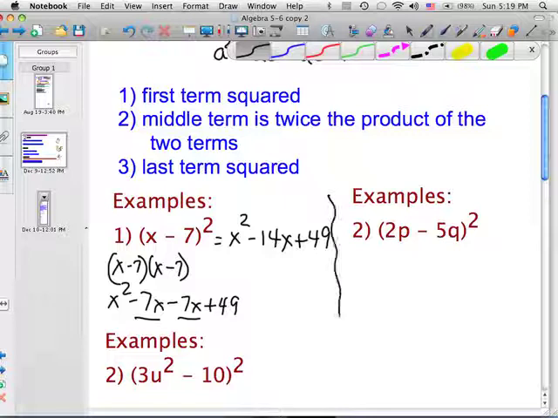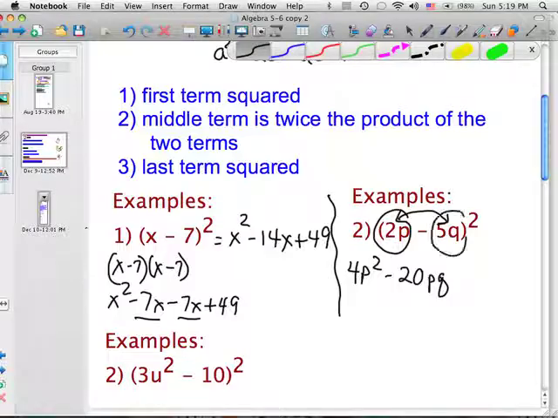So you're to learn how to do this. Recognize that you will get a trinomial. And the first term here is squared, 4p squared. The middle term, take these two and multiply them together, you get negative 10pq. Double it because there's two of them, so that'd be negative 20pq. And the last term, square it, always positive, 25q squared.